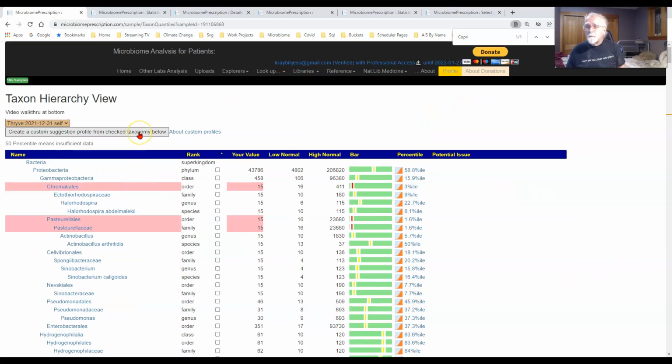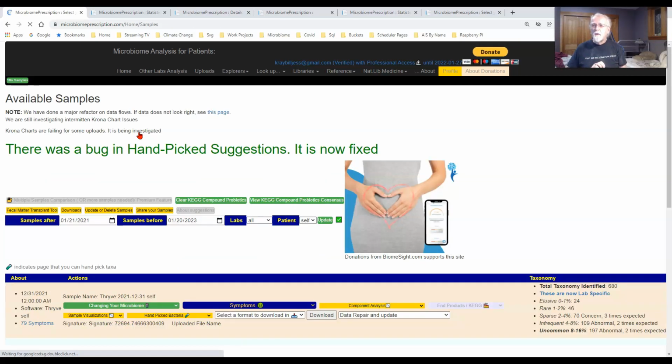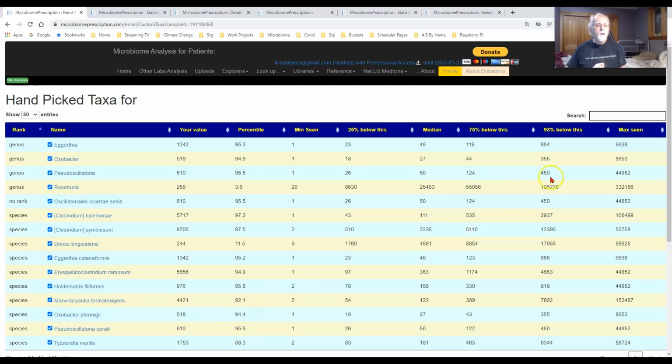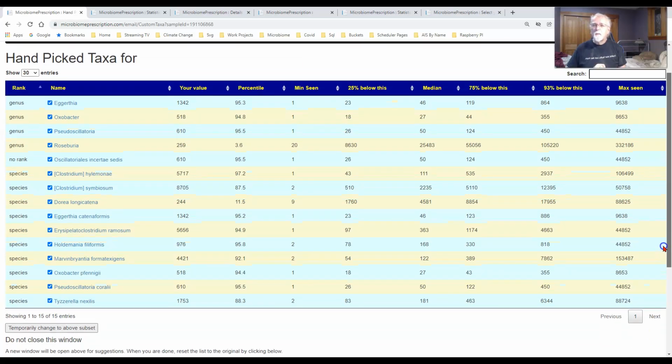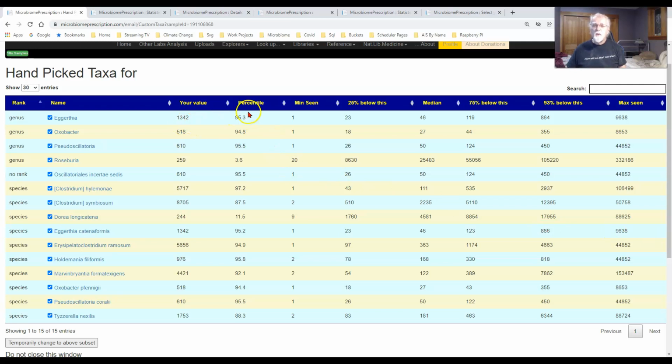Now I'm going to go to the top and click this button, and it creates a special subset for analysis of just these bacteria. So if I click here, now I'll go back and you see handpicked bacteria. If you want to see what the list is of handpicked bacteria, go here, and it will give you a nice table showing all the handpicked bacteria. There's 15 of them, and all of them listed. You can see what your value is, your percentile ranking, and we have 25%, 75% above this maximum. So it gives you some feeling for where you are in terms of the numbers.